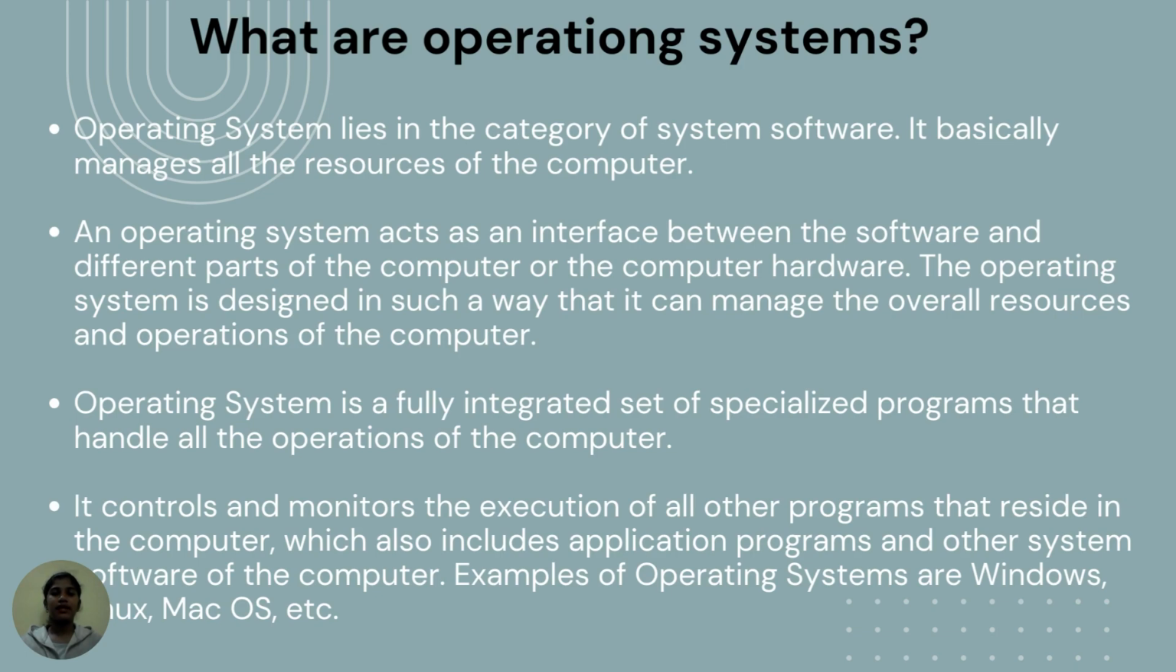Operating systems lie in the category of system software. It basically manages all the resources of a computer. An operating system acts as an interface between software and different parts of the computer, or the computer hardware. The operating system is designed in such a way that it can manage the overall resources and operations of the computer. It is a fully integrated set of specialized programs that handle all the operations of the computer. It controls and monitors the execution of all other programs that reside in the computer, which also include application programs and other system software of the computer.